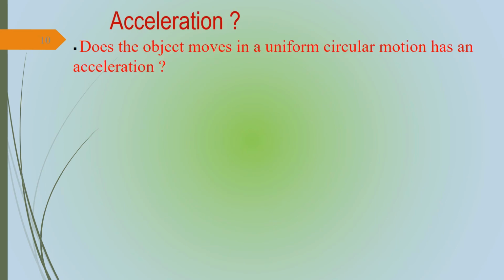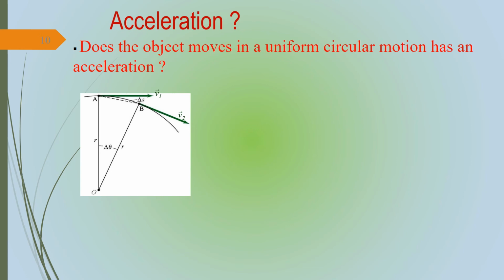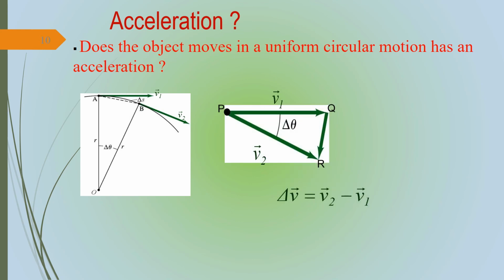Acceleration. Does an object moving in uniform circular motion have an acceleration? You know acceleration is the rate of change of the velocity. An object moving in a circle is accelerating. Even though an object undergoing uniform circular motion is moving with constant speed, it is accelerating due to its change in direction. And the direction of the acceleration is inward, toward the center of the circle.